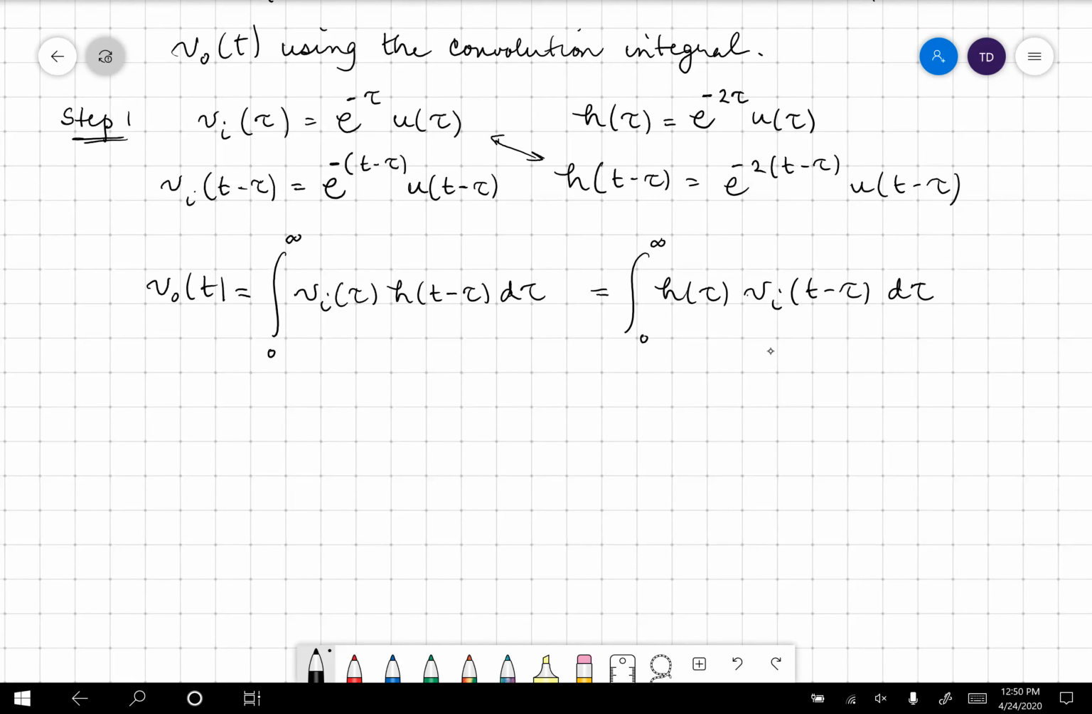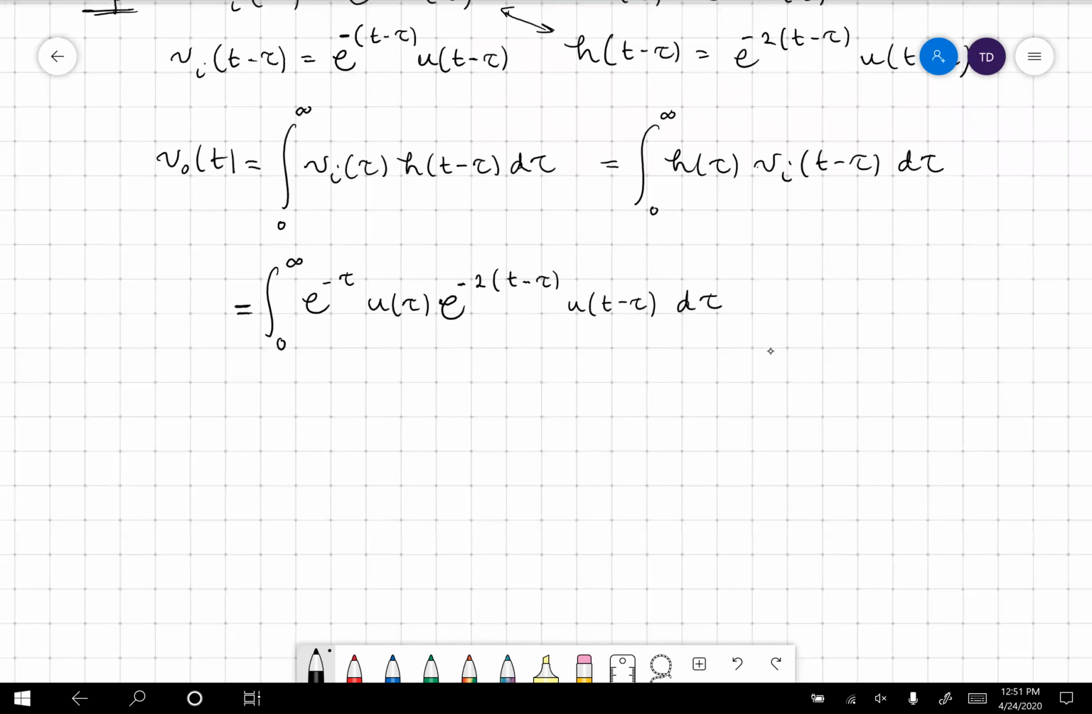I'm just going to choose the first one because it's the first one there, not because it's easier. There are times when we want to be careful and choose the one that's easier. So this is the integral 0 to infinity. So VI of tau, e to the minus tau, u of tau, h of t minus tau, e to the minus 2, t minus tau, u of t minus tau, d tau. Okay, so that's step one. Let's get that set up, right? Deciding which of those are we going to use.